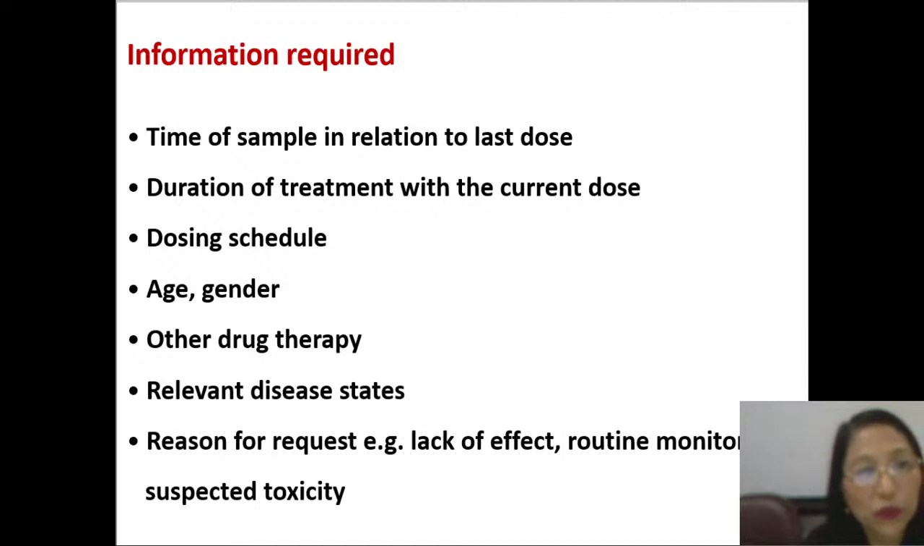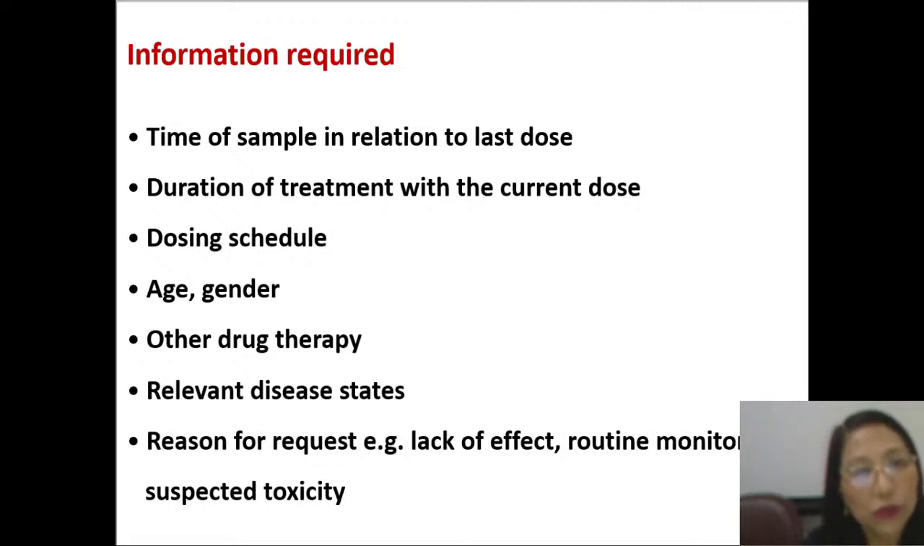Second is the duration of treatment with the current dose. It is very important to know this, because for all drugs it takes certain time, at least around 4.5 half-lives, to come to the steady state level. Before that, the interpretation of the plasma levels may be inaccurate. So we always advise that therapeutic drug monitoring be done at the steady state level and not before the attainment of the steady state concentration.